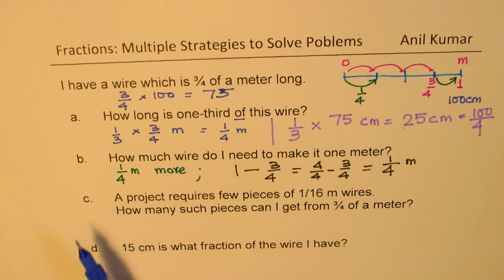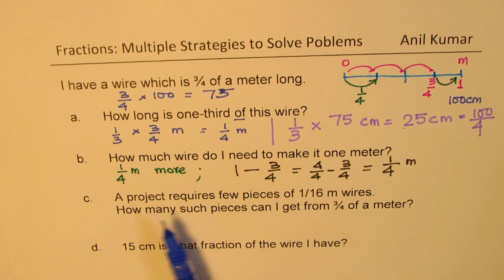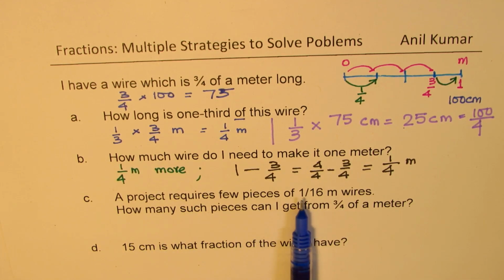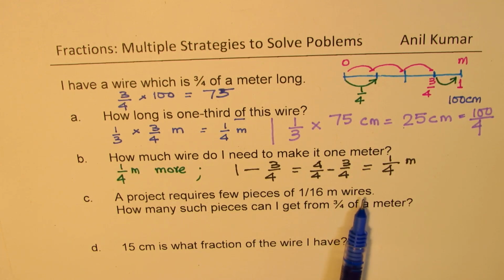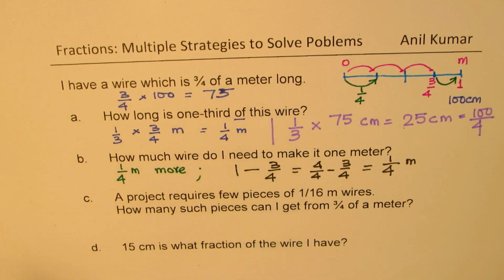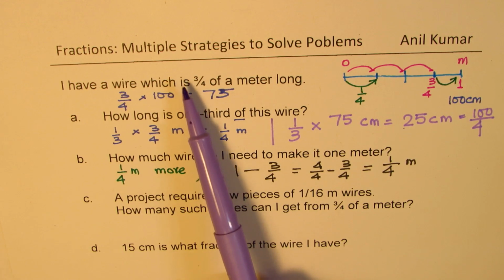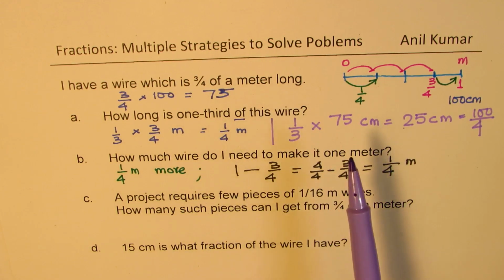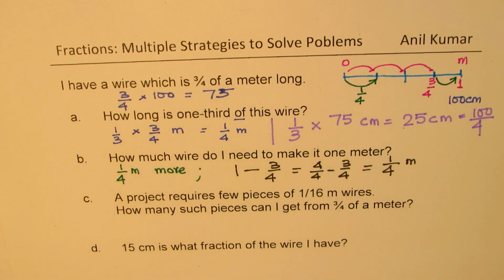Of means to multiply, and more means we are finding the difference, how much more you need, right? The difference. Okay, C. A project requires a few pieces of 1/16 meter wires. We have 3/4 of a meter. How many such pieces can I get from 3/4 of a meter, right? So now what we are saying here is we need 1/16 of a meter. How many 1/16 are there in 3/4?